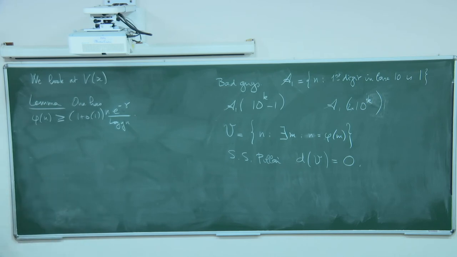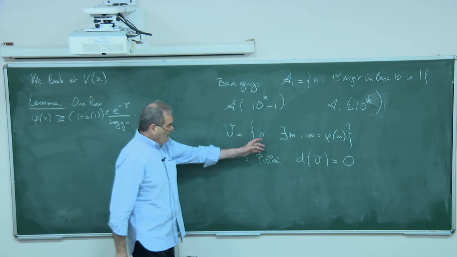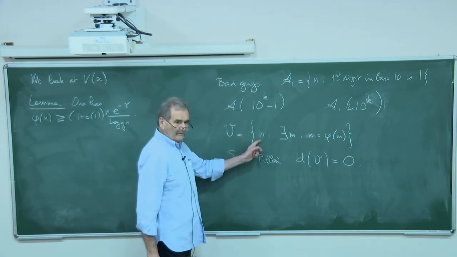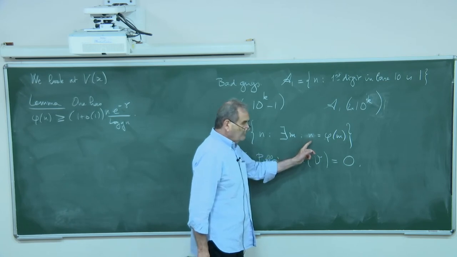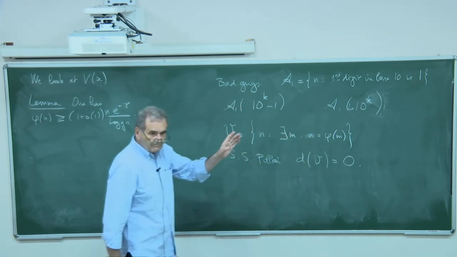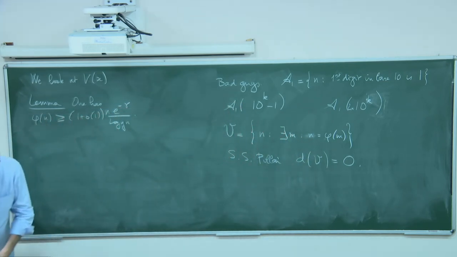Okay? So it means that to find a value of phi which is less than x, you cannot get it if n is really very large. So what you will get is something like that.